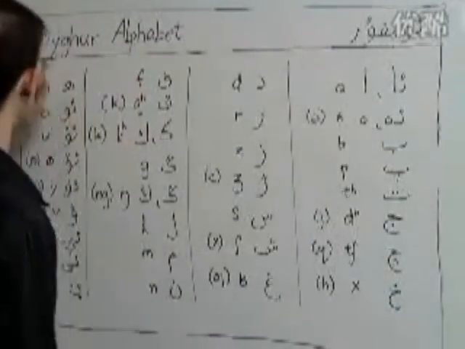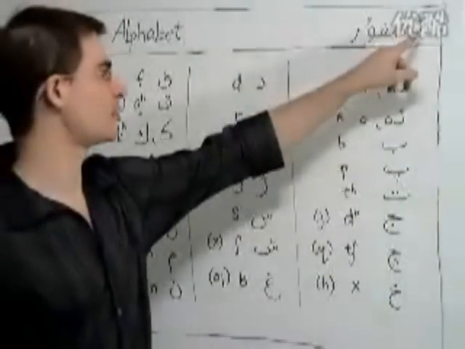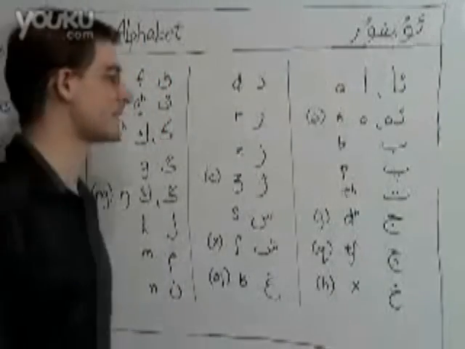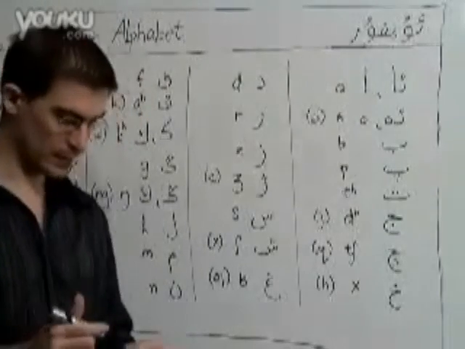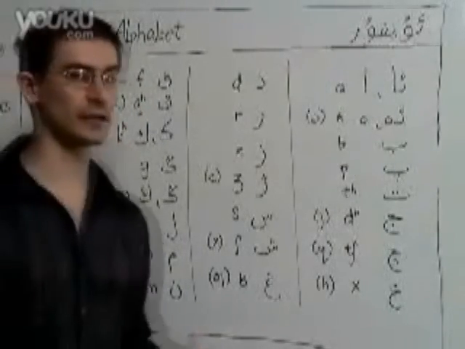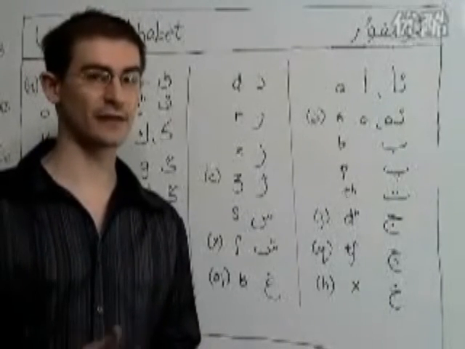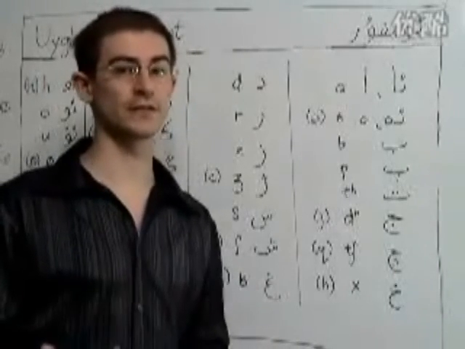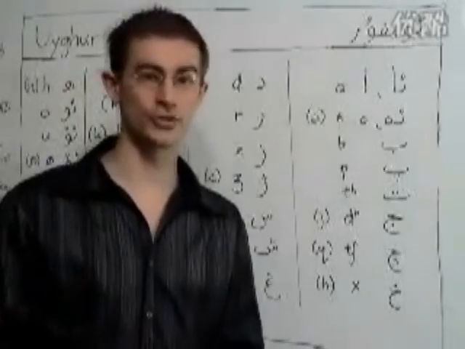Today's lesson is the Uyghur alphabet. Okay, so here we have Uyghur written in the native script. Let's go ahead and take a look at the alphabet, which is a modified form of Arabic. Although it's modified, it uses a few extra letters that the Arabic alphabet does not have, and it also leaves out a few letters that the Arabic language uses.